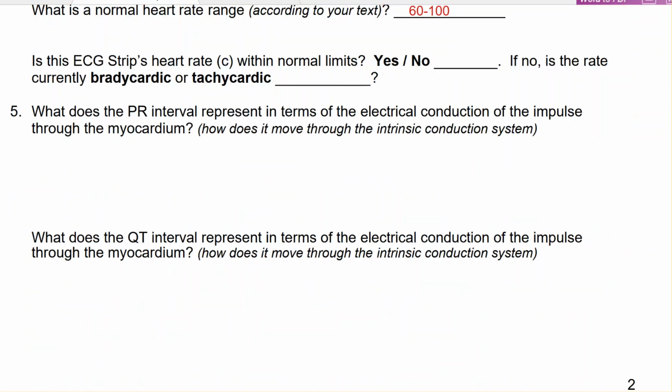I draw your attention to a couple pieces of vocabulary. Bradycardic, tachycardic, I would know those, and know which one is greater than normal heartbeat and which one is less than normal.